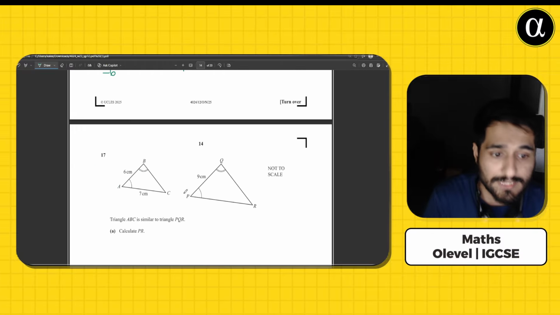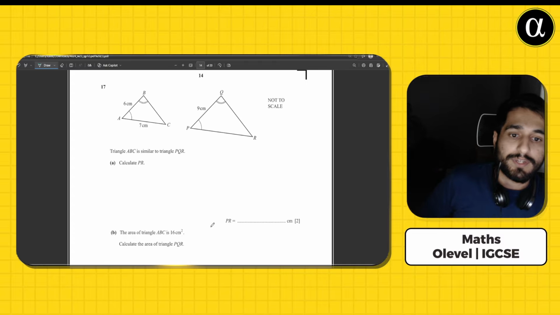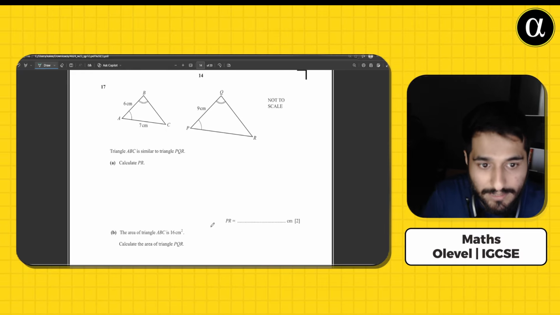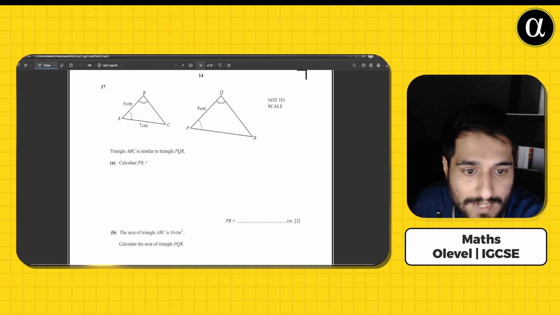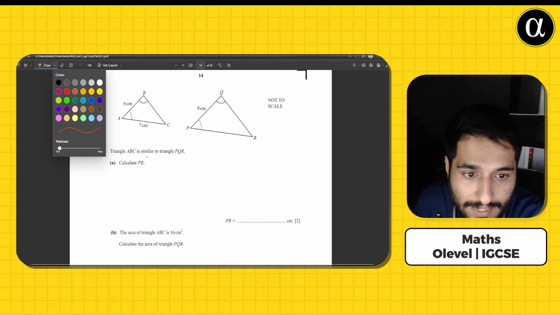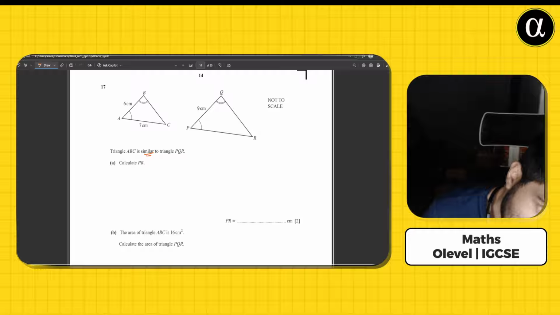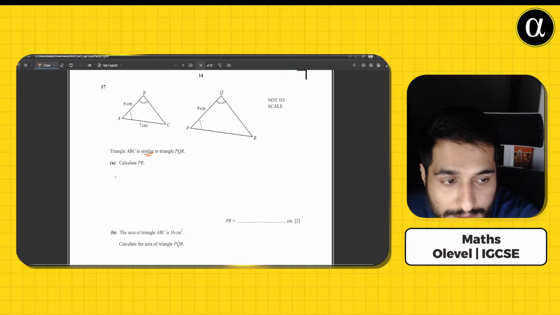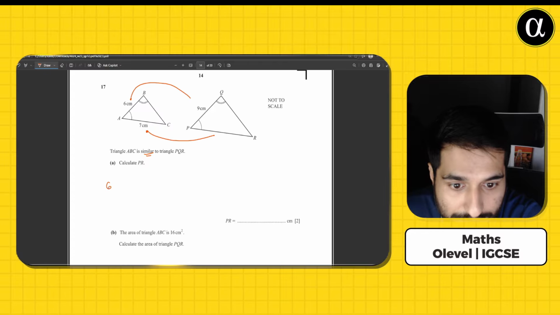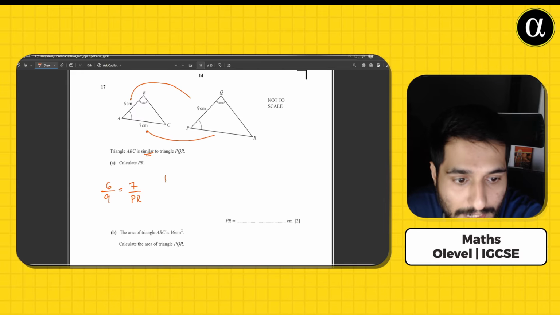The next question seems to be from similarity. Now this question states that triangle ABC is similar to triangle PQR, and we are supposed to calculate PR. Since this question states the two triangles are similar, we know that the ratio for corresponding lengths is same. So that means 6 and 9 ratio would be same as the ratio of 7 and this PR. So we're going to say 6 over 9 is equal to 7 over PR. And if you're supposed to calculate PR, that would be PR is equal to 7 into 9 over 6.